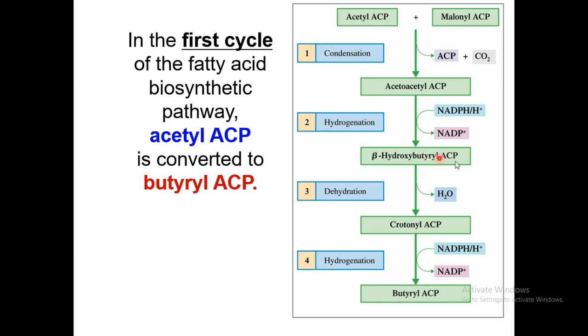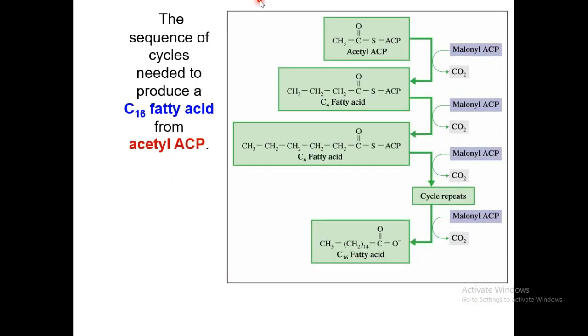So beta hydroxybutyryl ACP is then converted to crotonyl ACP, and that is a dehydration process because a water molecule is removed. Then crotonyl ACP is finally converted to butyryl ACP, and another NADPH is expended. Another NADPH is oxidized to NADP, forming now the butyryl ACP. And this is a hydrogenation step, or a reduction step. So this is the sequence of cycles needed to produce the C16 fatty acid, palmitic acid, from acetyl ACP. The cycle just repeats until you produce palmitic acid.